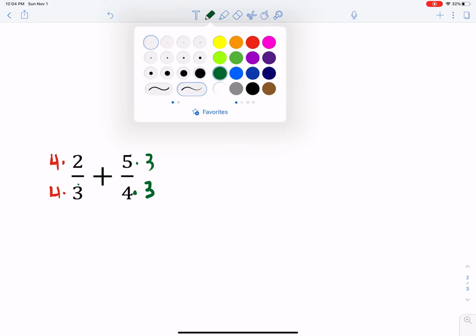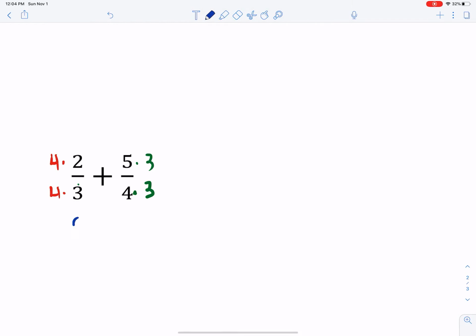And when we do that, for the first fraction, 4 times 2 is 8. 4 times 3 is 12. For the second fraction, 5 times 3 is 15. 4 times 3 is 12.